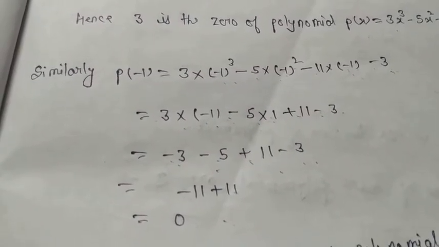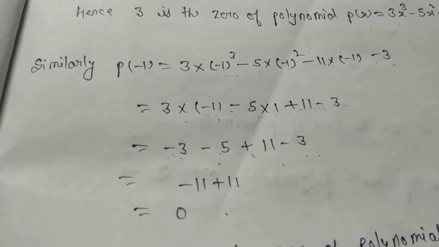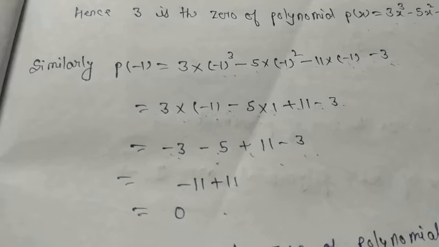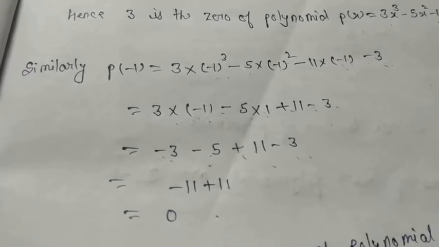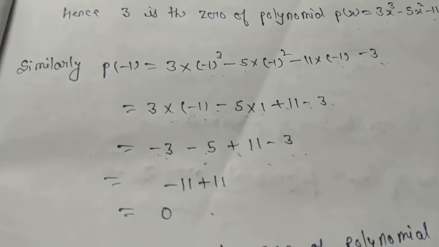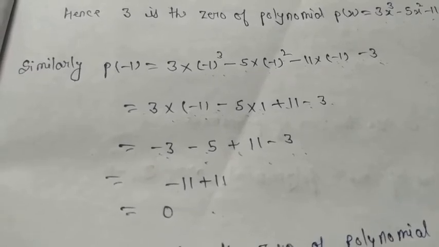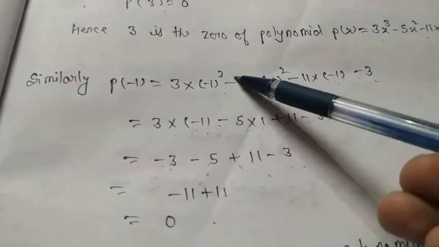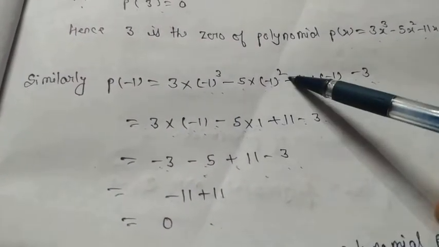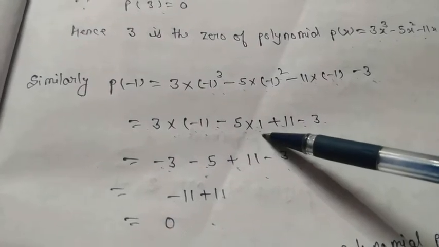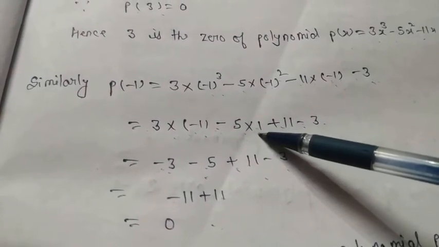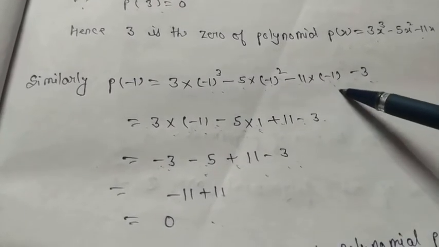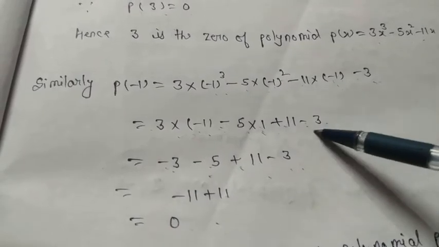So again I did the same thing, I put minus 1 in place of x. So p of minus 1 equal to 3 into (minus 1) cube minus 5 into (minus 1) square minus 11 into minus 1 and minus 3. Now when you solve it, see children, (minus 1) cube is minus 1, and (minus 1) square will be plus 1, because we know that the square of anything is positive. After that minus 11 into minus 1, that is plus 11, and minus 3.